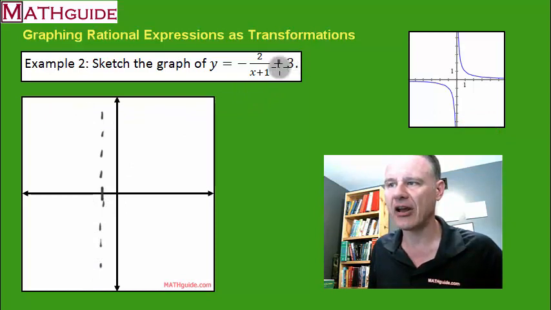And then here you can see that I've got a plus 3. So that means I'm going to take the horizontal asymptote and I'm going to move it up 3.